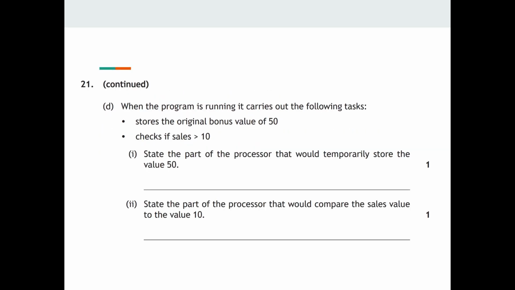But first let's recap. What did I ask you in the last video? State the part of the processor that would temporarily store the value 50. Did you say registers? If you did, you get the mark. And which part of the processor compares values? Comparisons are done by the ALU. It's the logic part. The arithmetic logic unit. Well done if you got that mark.